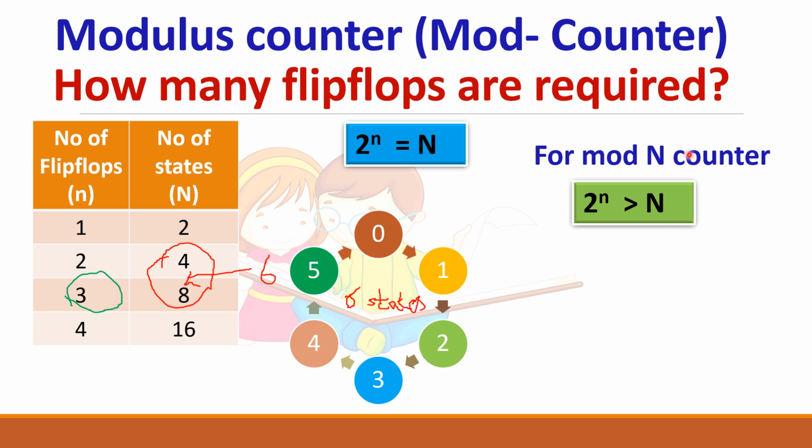So for a mod N counter, you have to choose 2 power n greater than the capital N. That is the number of states. The number of flip-flops should give more states than required, so that you can design the counter. With 3 flip-flops, you will get 8 states, but you can discard 2 states and use only the first 6 states.